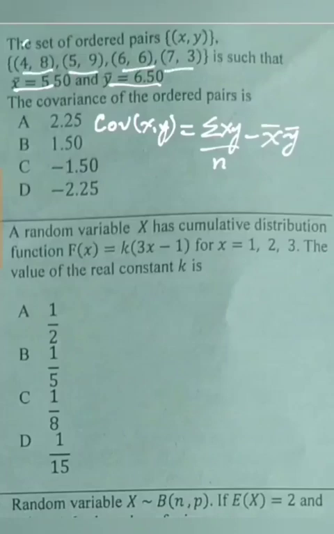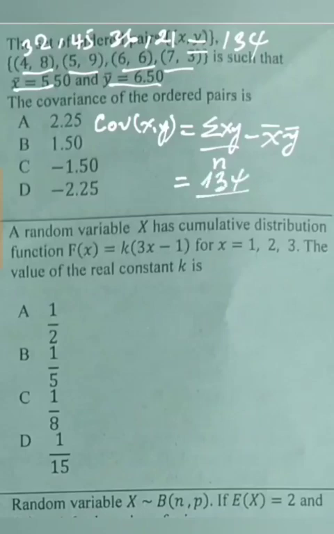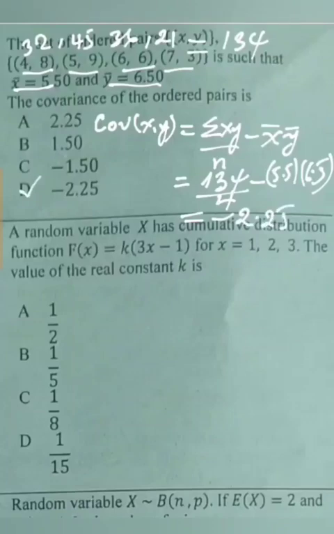For the pairs, their products are 32, 4 times 8, 45, 5 times 9, 36, 6 times 6, and 21, 7 times 3. So the sum of those pairs gives 134. And so our covariance would be 134 all over n, and we have 4 pairs, so n is 4, minus x bar, which is given as 5.5, times y bar, which is given as 6.5. When you do all the calculation, you get negative 2.25, corresponding to option D.